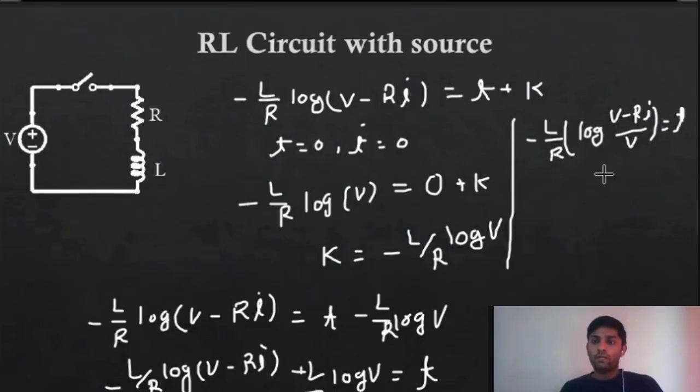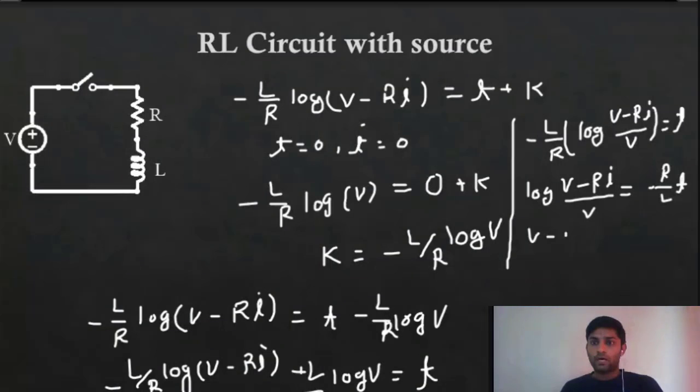Now if you take this term to the other side, you will get log of (V minus Ri) divided by V is equal to minus R by L times T. To get rid of this logarithmic term, you have to take the exponential on both sides. So you will get (V minus Ri) divided by V is equal to e raised to minus R by L times T.